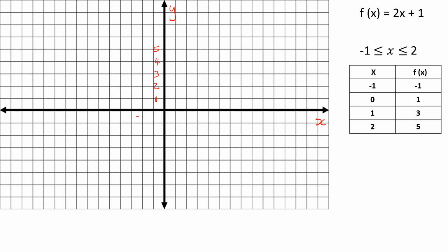So I need -1, 0, 1, 2, 3. No, I'm not even reaching as far as 3. So it's -1, 0, 1, 2. So I don't need 3. But again, when you don't know what the graph will look like, you will want to put all your values because you don't know where you would end up.